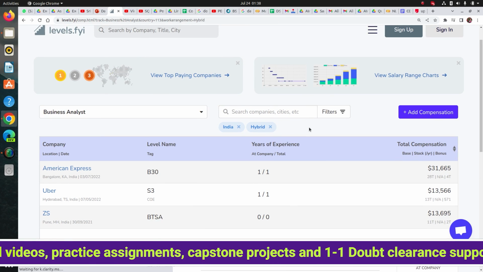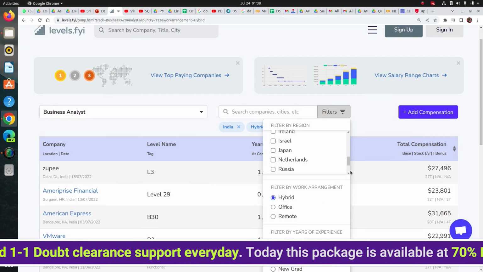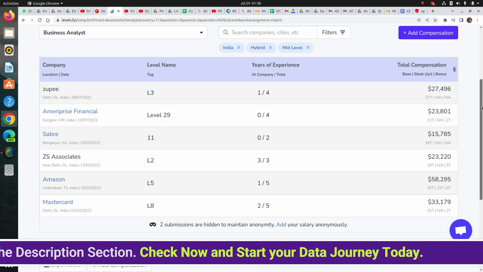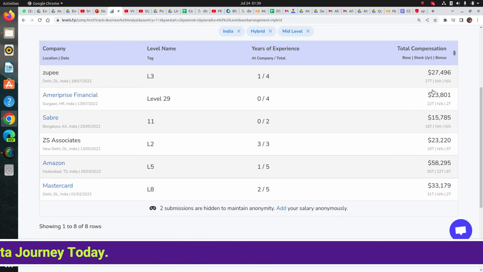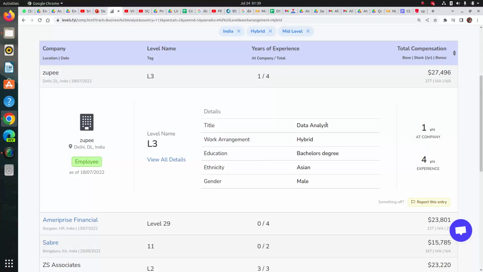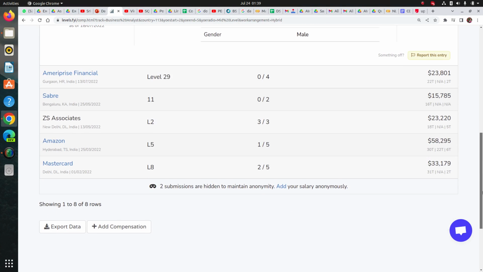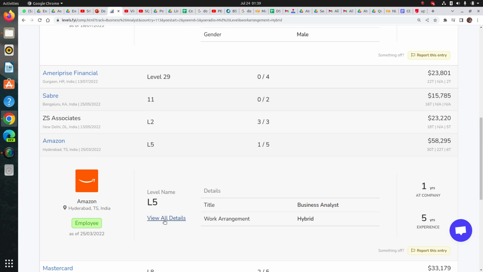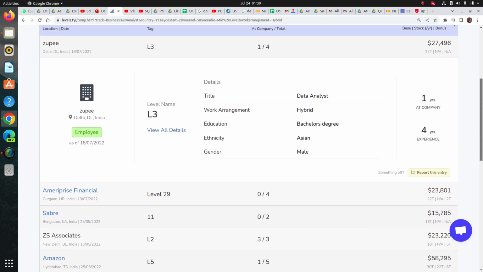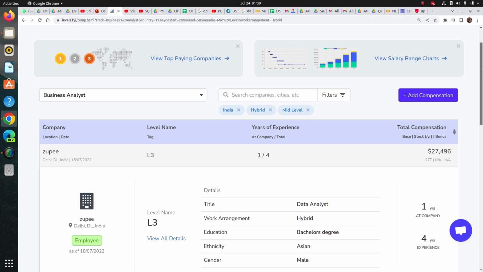Now let's check, instead of new grad, mid-level, which is 2 to 5 years of experience. Here we are seeing Zupi with 1 year's experience, $27,000, which is level 3. Same data analyst role, and it's great actually. Here you can see companies being presented with really good pay. The highest here is Amazon with L5 level and the role of business analyst, $58,000. So you can also put your details here, for data analyst or whatever role you are doing, so that our community can learn about companies and their experience.